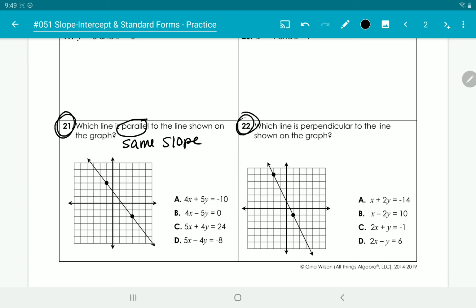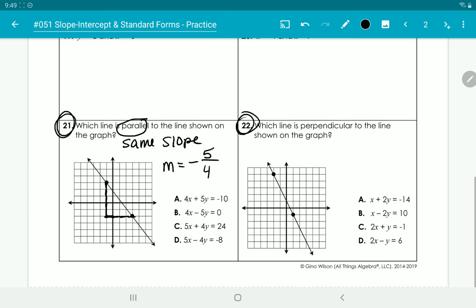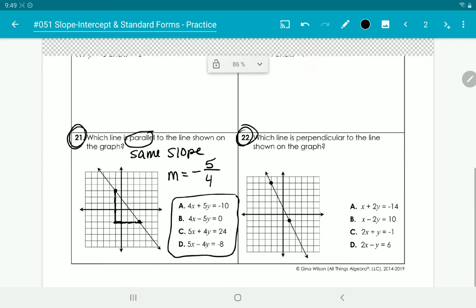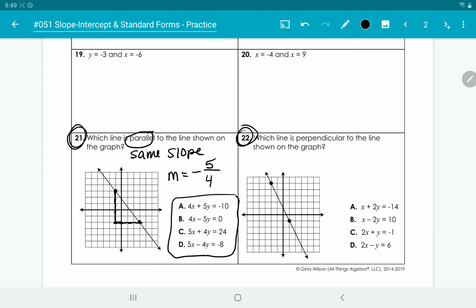Okay, so the slope on the graph is negative. You can see from left to right it's going downhill, and it's rise over run. So 1, 2, 3, 4, 5 over, right? We go 1, 2, 3, 4. Negative 5 over 4. Now on another sheet of paper, I want you to take each of these and change them into slope-intercept form.